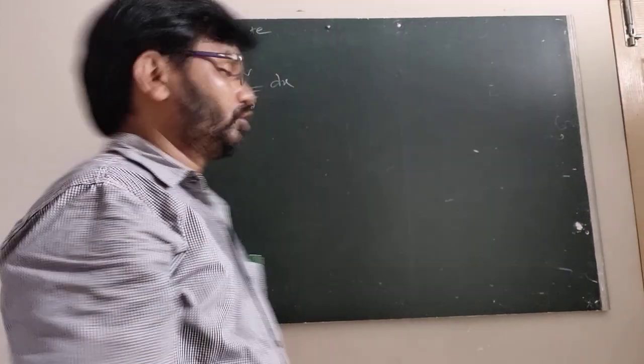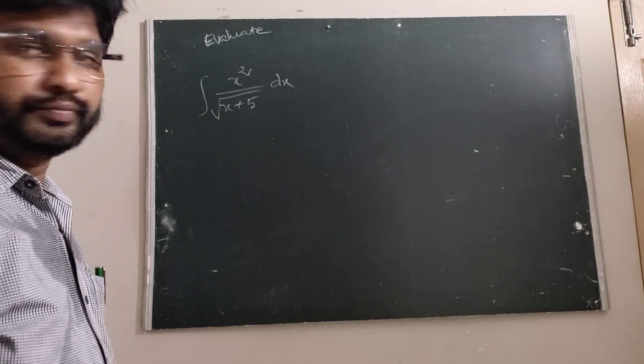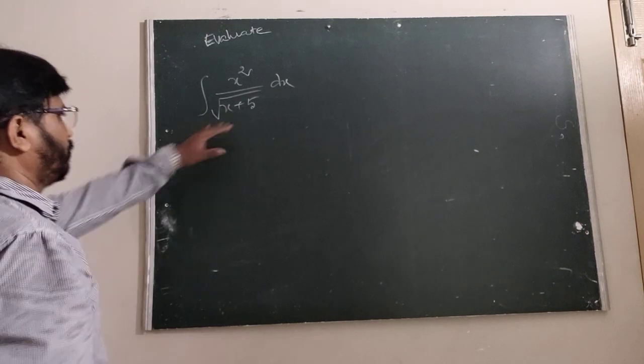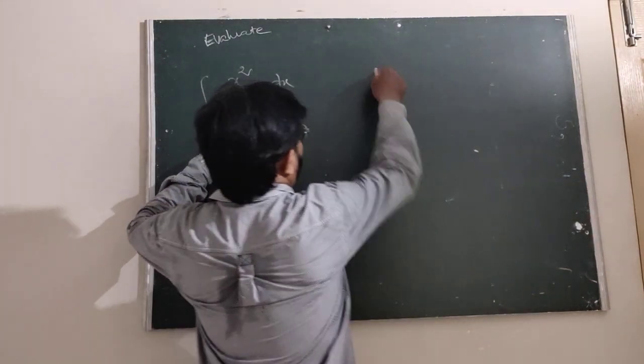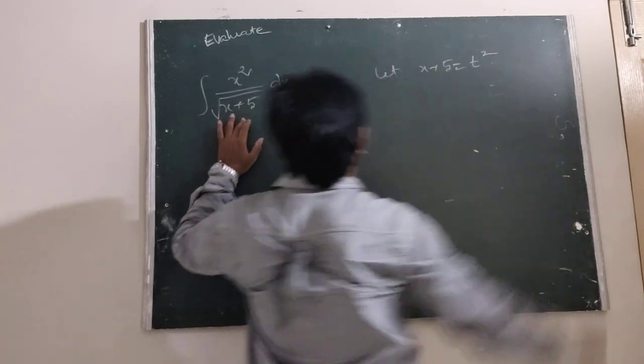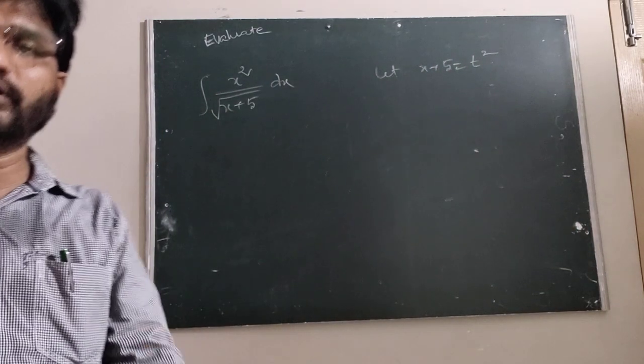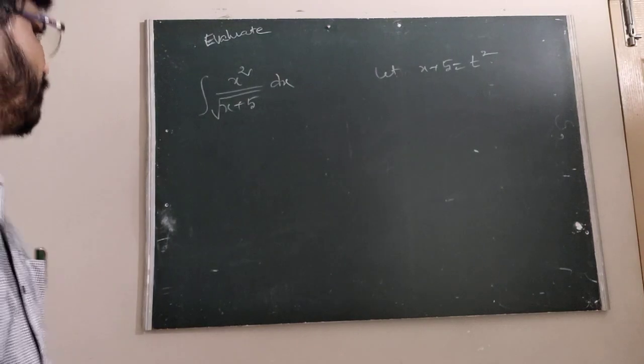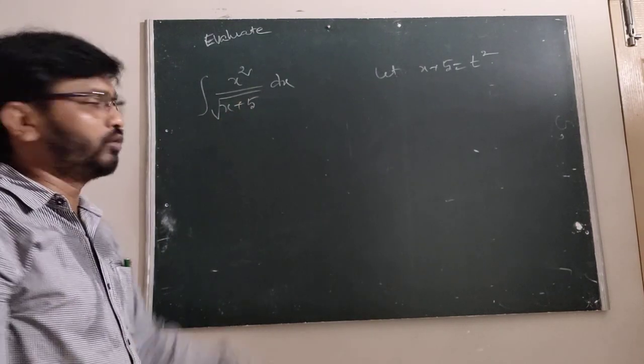Okay. So now we are going to another one. Here, x square by under root x plus 5. So we are taking here x plus 5 as t square. Is it okay? When you take x plus 5 equal to t square, square and under root cancel.